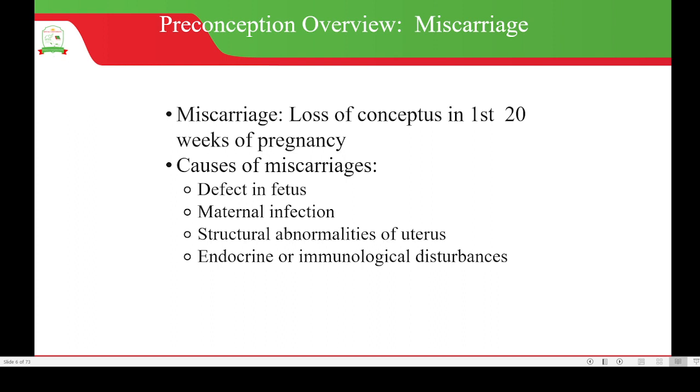Miscarriage refers to the loss of a conceptus in the first 20 weeks of pregnancy. And there are various causes of miscarriages. For example, a defect in the fetus, maternal infections, structural abnormalities of the uterus. Some women have abnormally small uteri that cannot hold the pregnancy. And then endocrine or immunological disturbances.